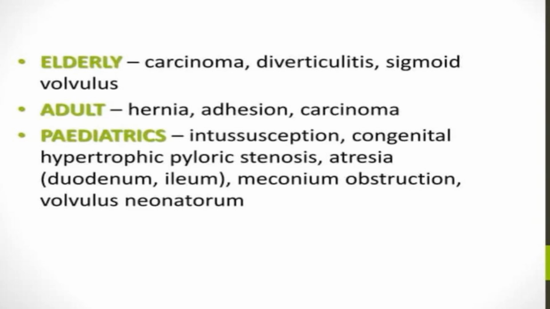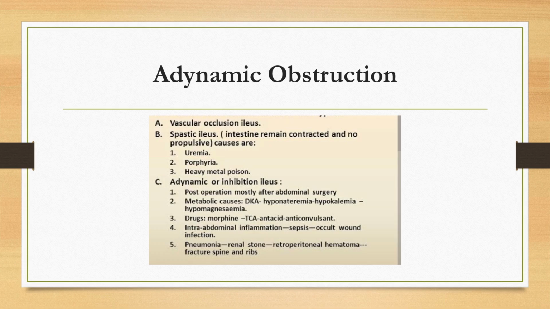The same volvulus we have discussed before, but if it occurs in the neonates, then we call it the volvulus neonatorum. Then adynamic obstruction. The causes for the adynamic obstruction are either vascular occlusion, which can lead to ileus. Then we have a spastic ileus. In this, the intestine remains contracted and no propulsion occurs, and it occurs usually in systemic causes like uremia, porphyria, or heavy metal poisoning.